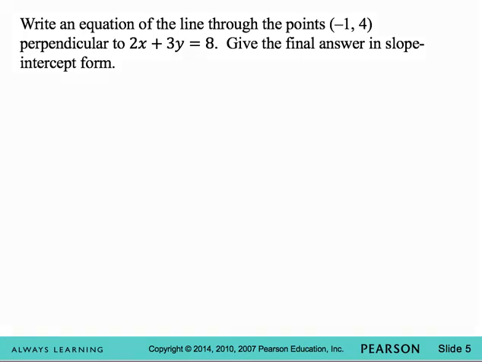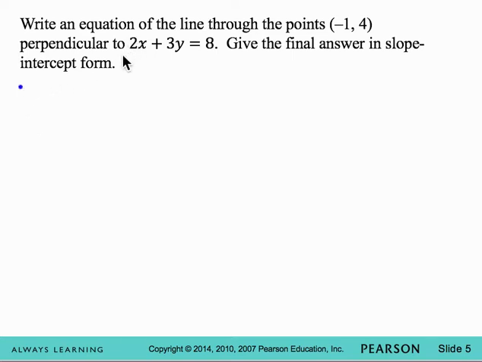Okay, now it says write an equation of the line that goes through this point and is perpendicular to this line. Give the final answer in slope-intercept form. Yay, that's what we like. To write the equation of the line, what do I need? I need a point and a slope. If it doesn't give me a slope, I have to find one. But we know what it means to be perpendicular lines. Their slopes are negative reciprocals. So all I got to do is find the slope of this line.